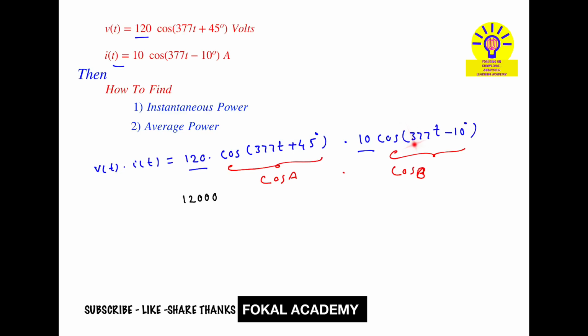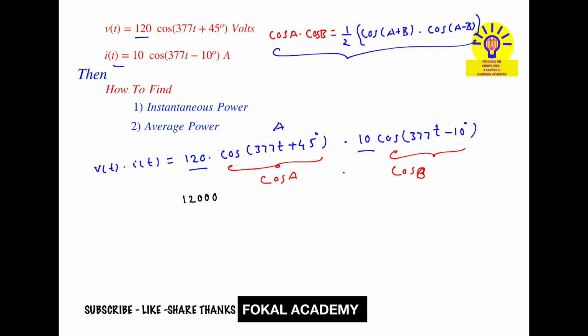We can simplify this further by applying trigonometric standard formulas. Here cos A into cos B is there. So we know the standard formula: cos A cos B can be written as half of cos of (A plus B) plus cos of (A minus B). So this is the standard formula. Let's consider this is A and this is B. Now substitute the A value and B value in this equation.